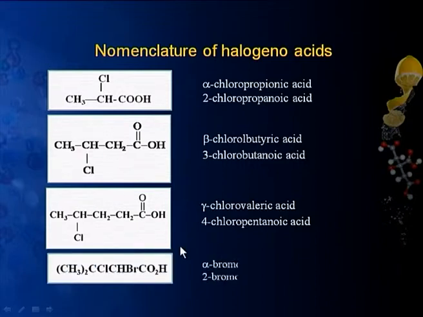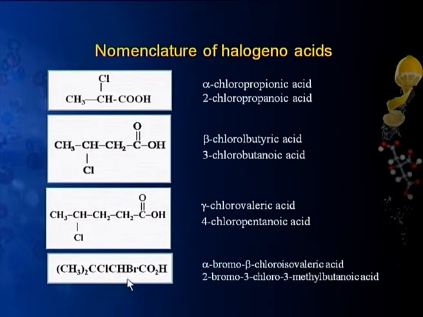There may be more than one halogen also, such as in this compound. There is a bromine at carbon number 2, there is a chlorine at carbon number 3, and then there is a methyl also at this carbon number 3. So, the common name for this compound is alpha-bromo-beta-chloroisovaleric acid, but the IUPAC name will be 2-bromo-3-chloro-3-methylbutanoic acid. So, in this way we can name any substituted carboxylic acid.